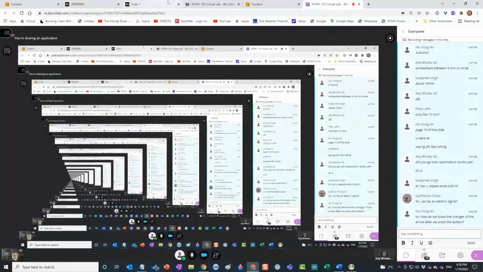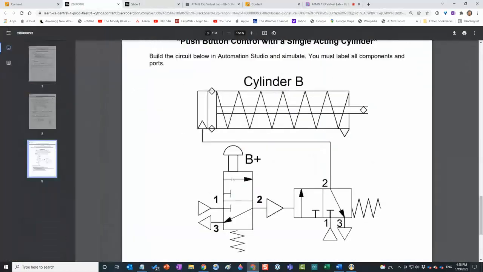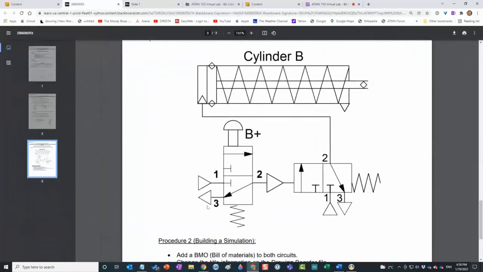How do we know the change of the arrows after we press the button? It's all about looking at what's going on. Now, I know this spring is the one that's active all the time. If I do not press this button, then this configuration is the one that is active because it's beside the spring. So therefore, I can see that port 1 is blocked. Port 2 is connected to port 3 so that if there is pressurized air in here, it can vent to atmosphere or it can exhaust.